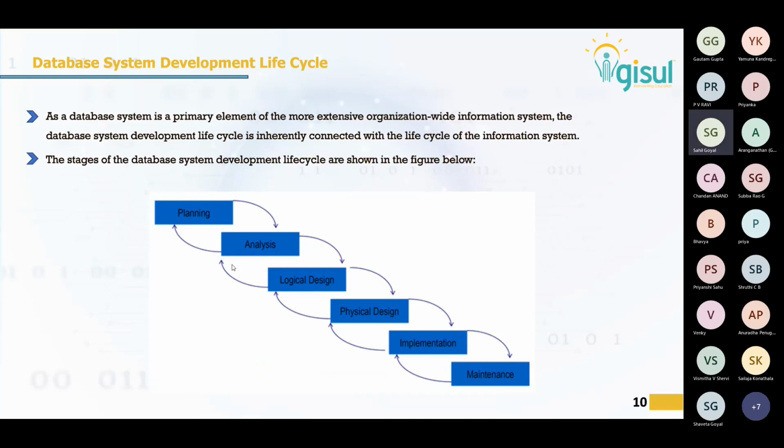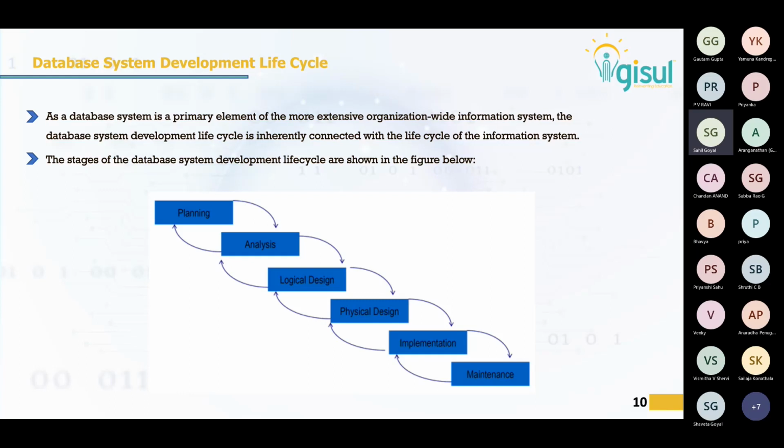The next thing we are talking about is the database system development lifecycle. As a part of this, a database system is the primary element of the more extensive organization-wide information system. The database system development lifecycle is inherently connected with the lifecycle of the information system. There are different stages in which a database is going to be developed.